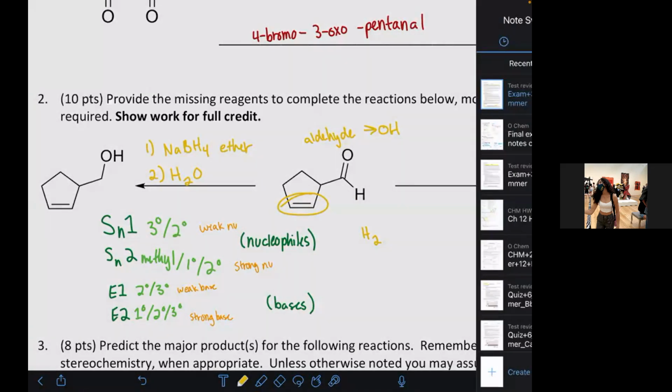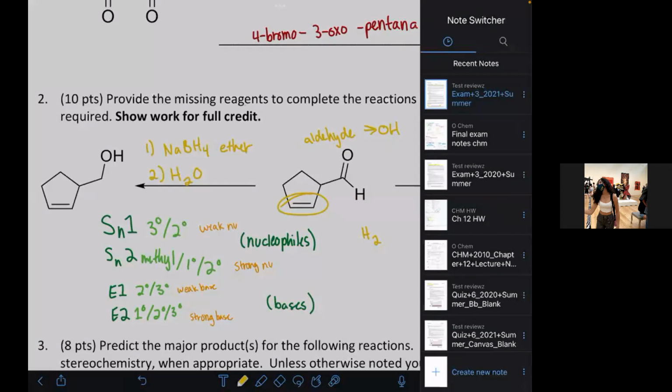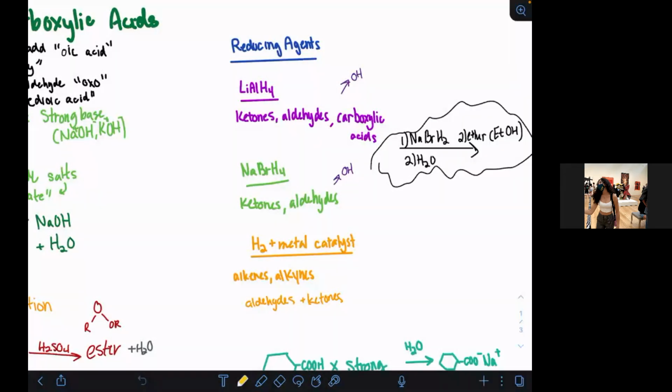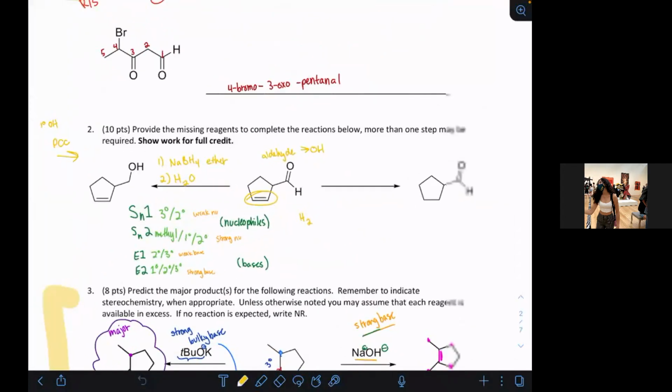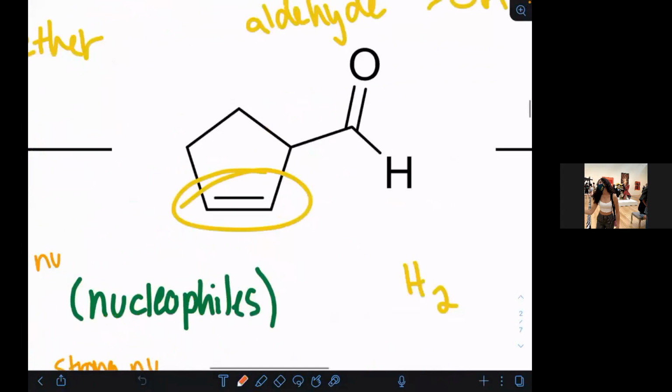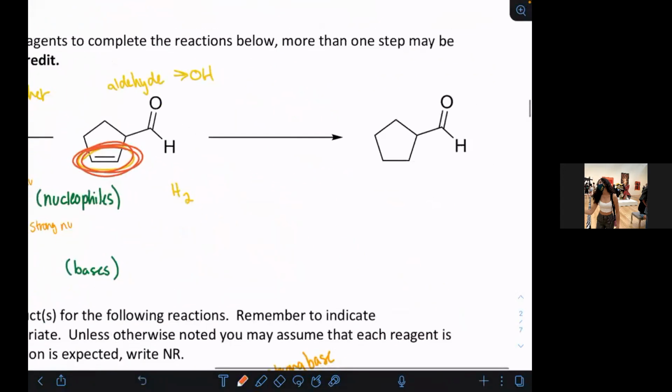And then you could also use the LiAlH4. And then let's check. Yeah, because it turns it into an OH. And then this side, I'm honestly not too sure, because it only reduces the alkene.